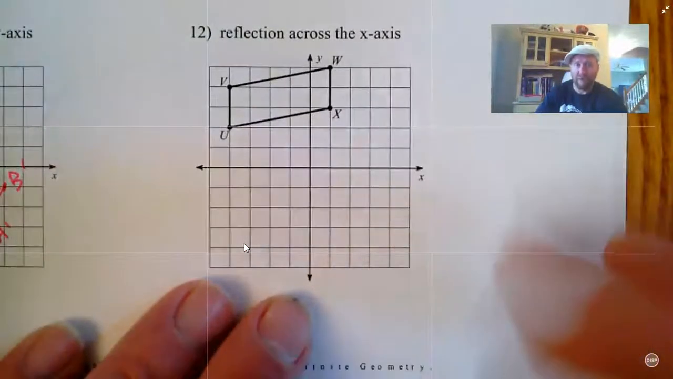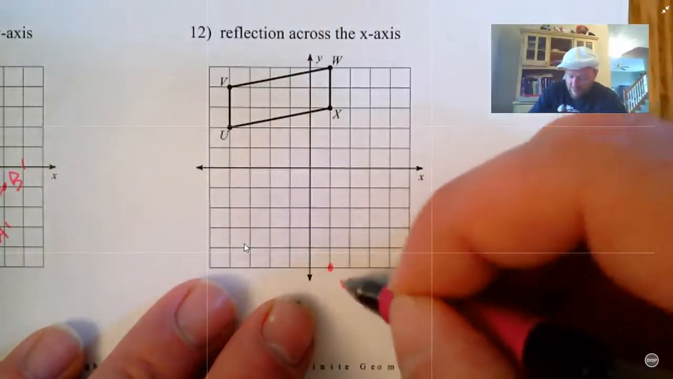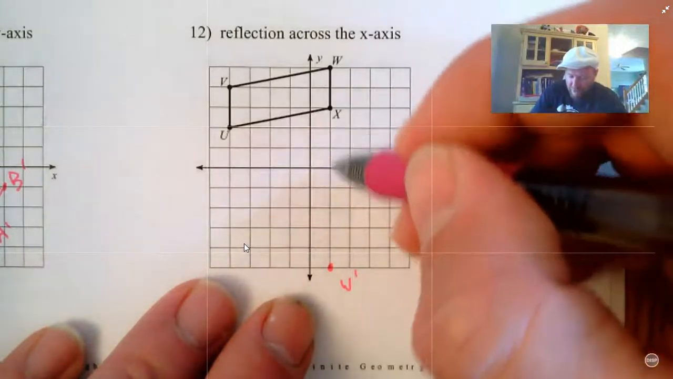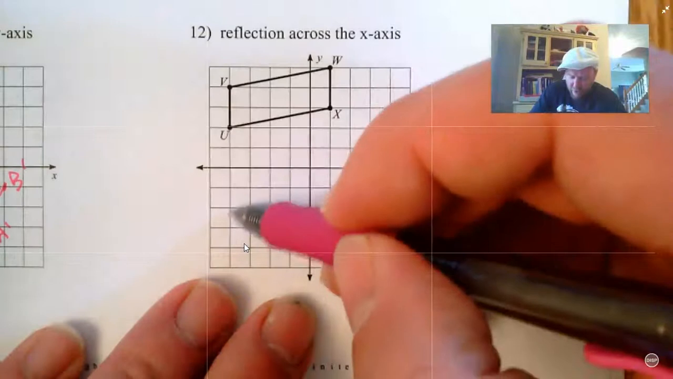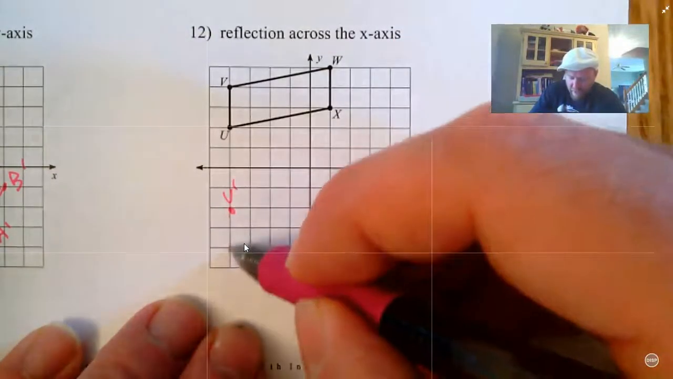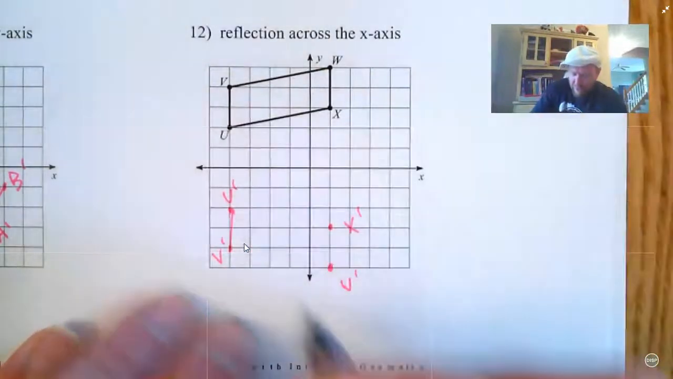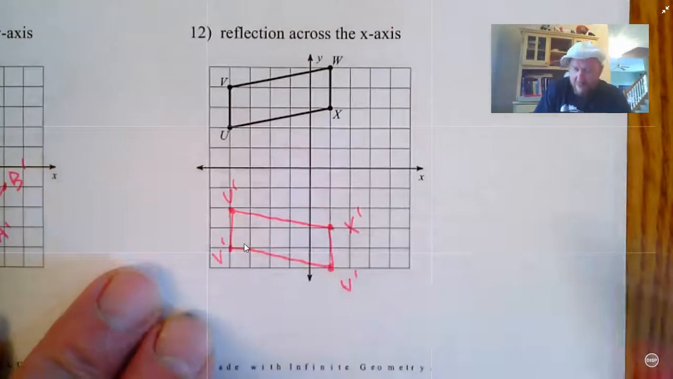Finally, reflection across the x-axis. W, 5 spaces away, so its reflected image is 5 spaces in the other direction. 3 for X, so 3 in the other direction for X prime. 2 for U, so 2 spaces for U prime. 4 for V, so 4 spaces for V prime. And then we just connect the dots.